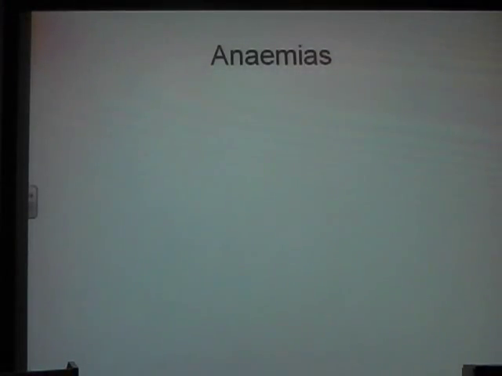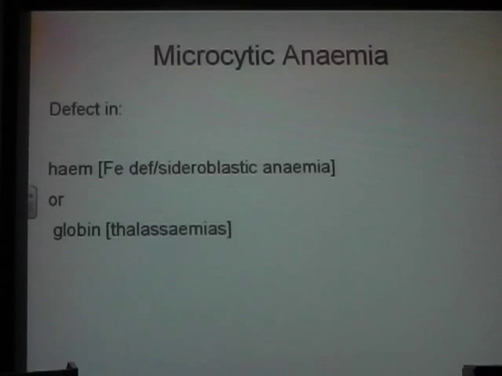Okay, so let's start with the anemias. So we're going to look first of all at microcytic anemias. A microcytic anemia is basically due to either a defect in production of heme or of globin. So those are the two things that can cause a microcytic anemia.